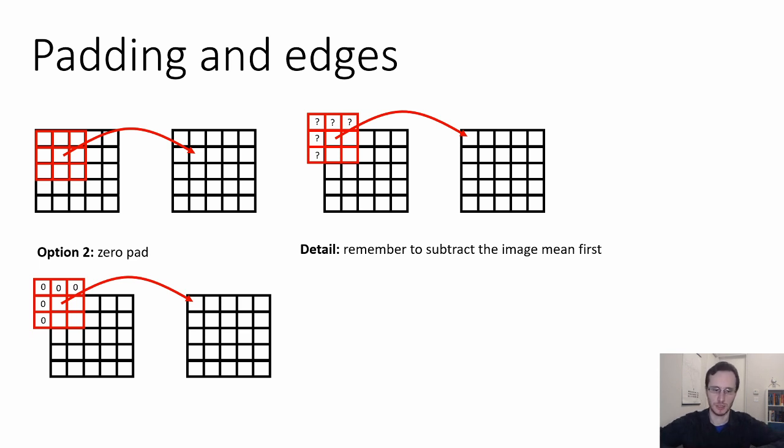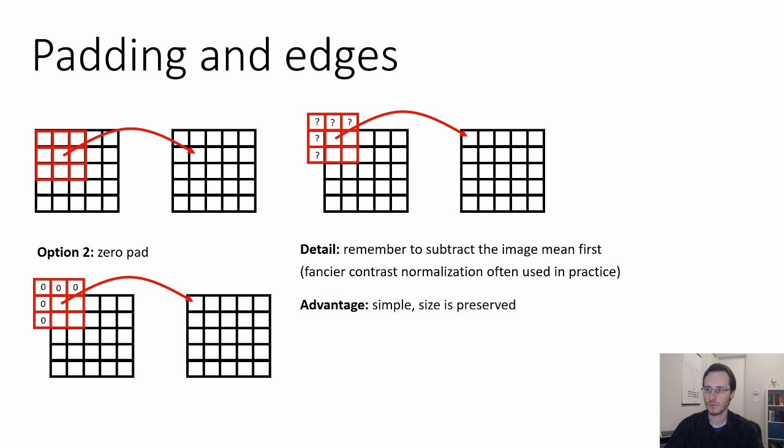Because in the input image, typically all of our pixel values are positive numbers. So these zeros that you put in will look a little bit peculiar because they'll be lower than any activation in the original image. So typically what you do to deal with this is you take the average pixel intensity and you subtract it from the pixel intensity at every location so that the image is kind of centered, so that 0 is kind of the average intensity. And that tends to work a bit better. There are fancier contrast normalization techniques that people actually use in practice, but as long as you subtract out the mean, that's probably okay. One advantage of zero padding is that it is in some sense simpler.